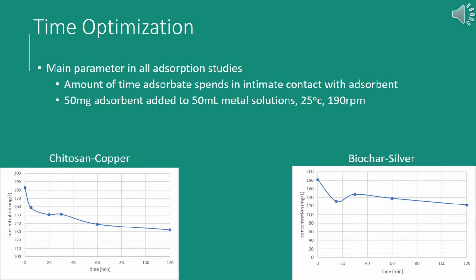After that, we looked at optimizing contact time. So again, we used 50 milligrams of our adsorbents, chitosan and biochar, and this was added to 50 ml of our metal solutions. It was maintained at 25 degrees C and stirred at 190 RPM. And you can see that the majority of the adsorption has happened by the 60-minute mark. If you extended the process to 120 minutes, you didn't really get much more adsorption happening, so 60 minutes of contact time was deemed to be most effective.